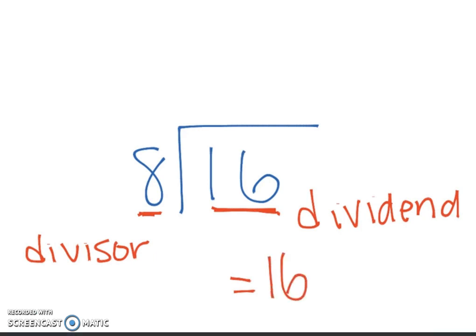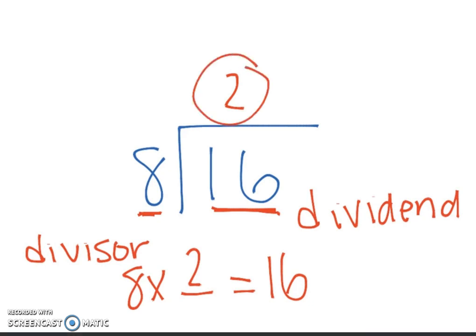So looking at 16, we know that's our total. And we can think about division in terms of multiplication. So we can think 8 times what equals 16. And knowing our times tables, we know that 8 times 2 equals 16. So we're going to put our 2 up there, and that makes the 2 the quotient of our problem. So the quotient of any given division problem is always going to be the answer to that problem. So the quotient is the answer to a division problem.